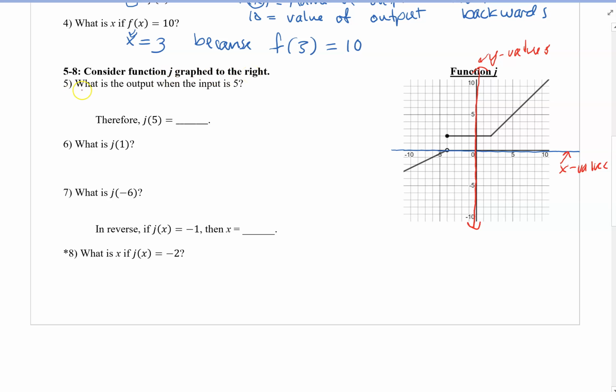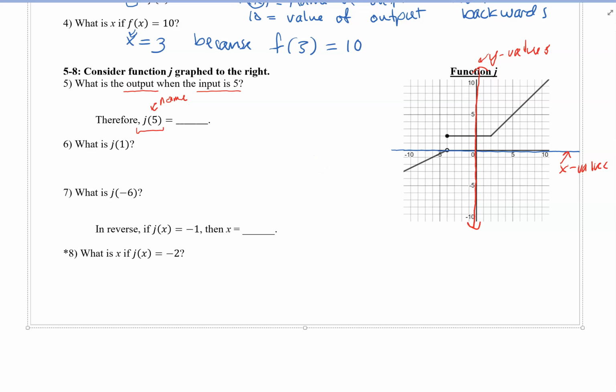And so we have a question here, what is the output? So that's a y value we're looking for when the input is 5, right? So we can show that notation-wise like this. What is j of 5? This is the name of the output. And we're going to try to find the value of the output.